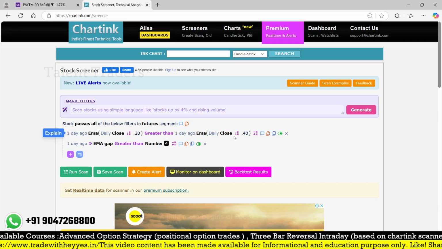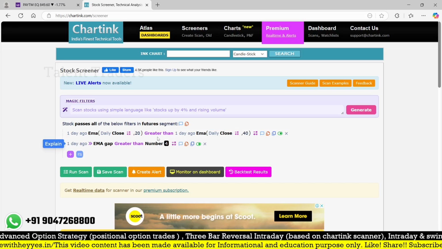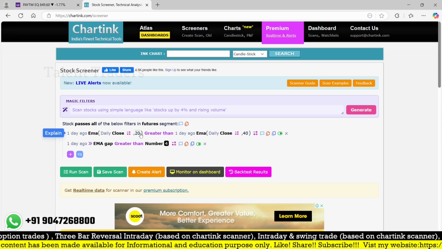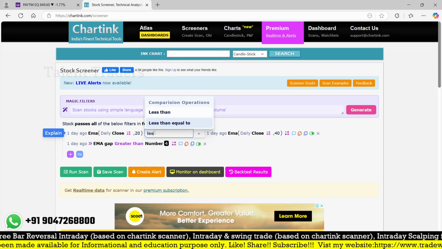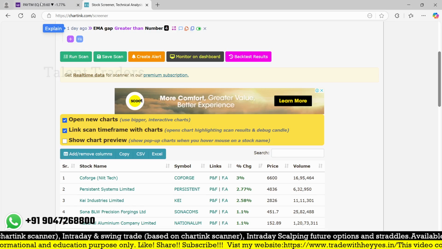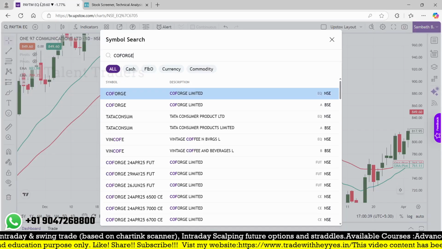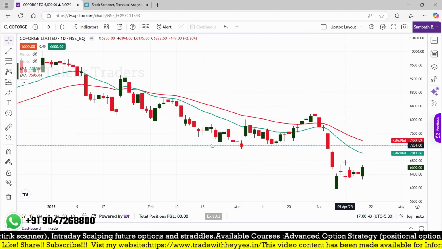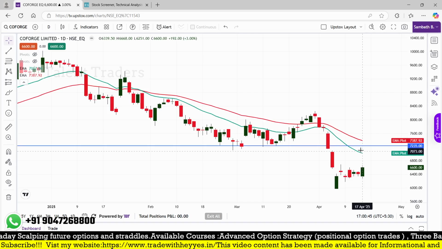Here we may close 40 greater than. So in this case 20 must be less than. The previous one we used a greater than. In this case, let me try go force. Let me check whether it is right. Go force. Yeah. So the faster moving average, that is 20, is less than the slow moving average 40.